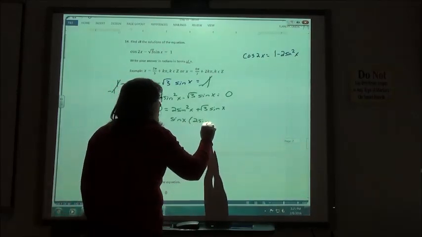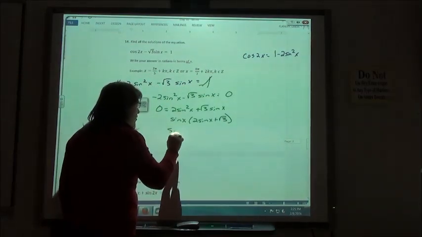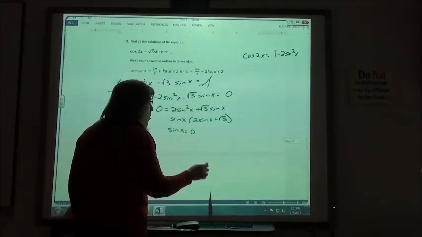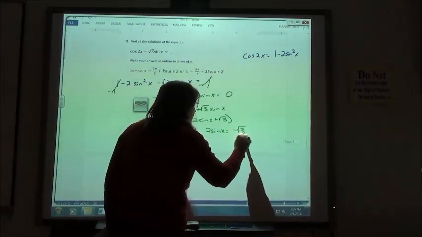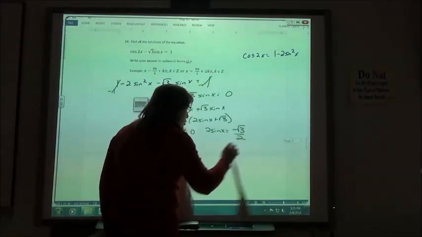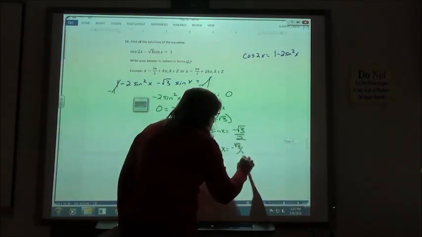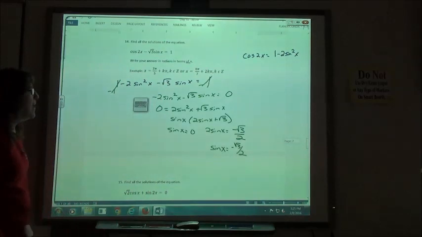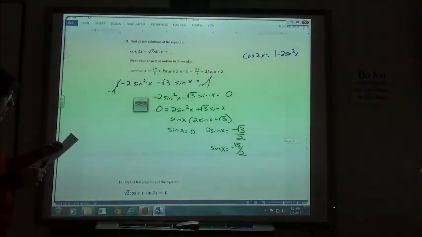Gives me 2 sine of x plus the square root of 3. So either the sine of x equals 0, or 2 sine of x equals negative square root of 3. Divide that by 2. So sine of x would equal negative square root of 3 over 2. And we're going to find the solutions to those ones. So where does it equal 0?